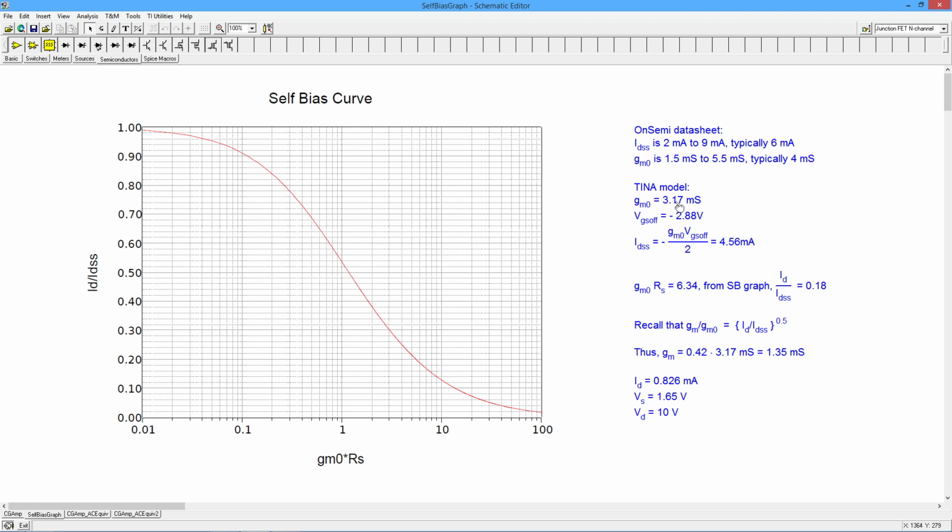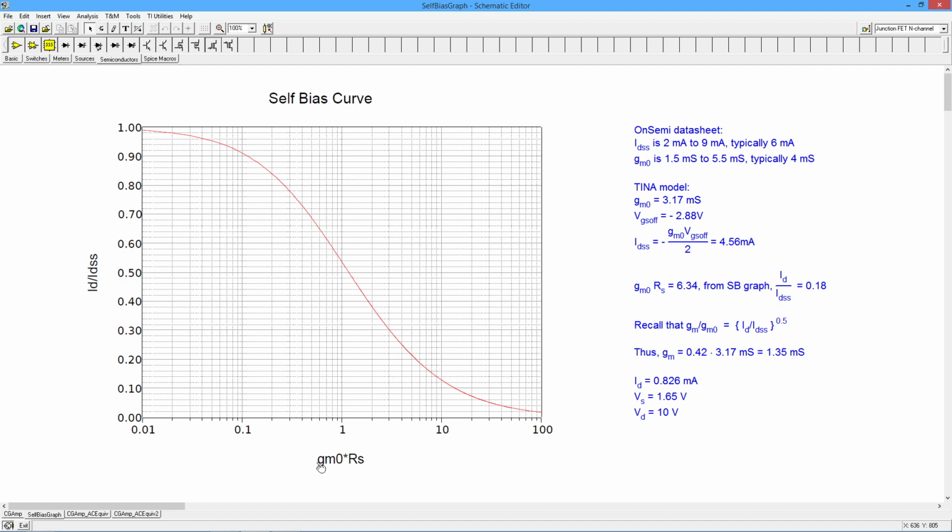Plug the numbers in: 3.17 millisiemens, a VGS off of negative 2.88. Then we're going to divide that by 2, and we wind up with 4.56 milliamps for the IDSS. Now that I've got the IDSS, that's half of what I need over here for the ID over IDSS. Ultimately, I want to find that ID value.